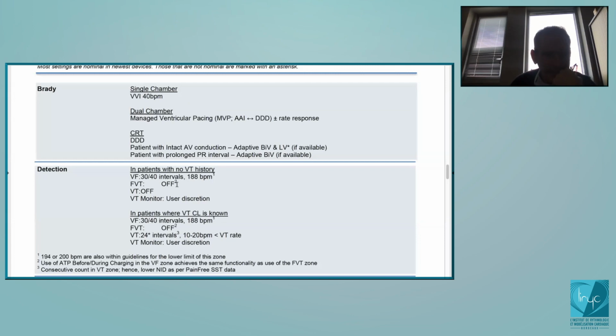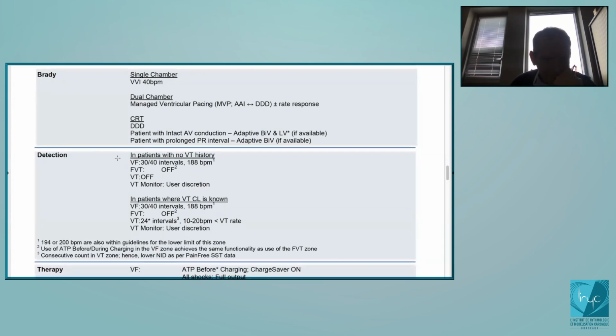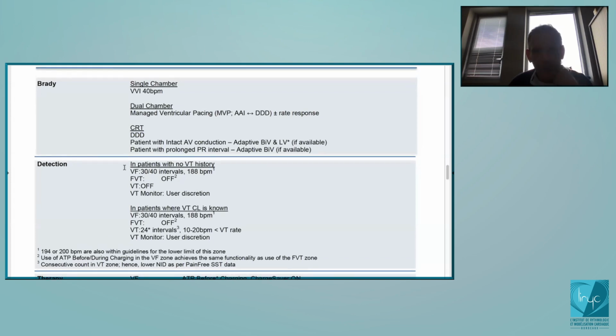You see here the detection. This is clearly different. So you see here these guidelines. I don't know if you know this manuscript, this article. The first author is Bruce Wilkoff from the Cleveland Clinic. And you see there are parameters, for example, for the brady. But what is important and what we're going to discuss today is this.